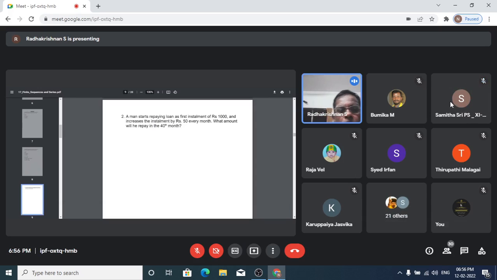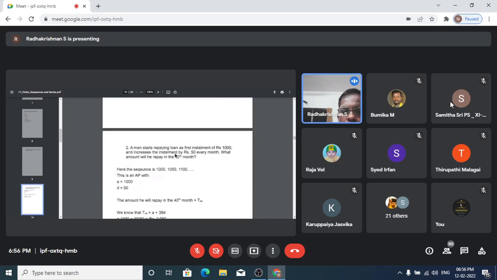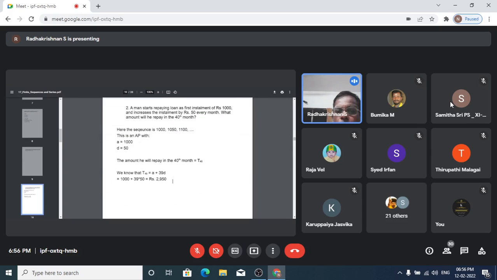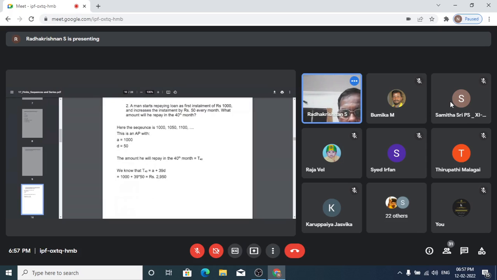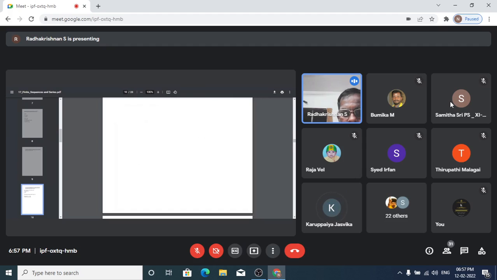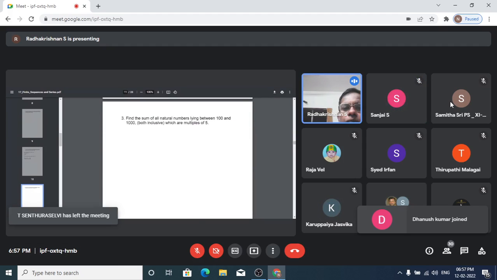Since it is an arithmetic progression, the nth term will be a plus n minus 1 into d. If the sequence is 1000, 1050, 1100, etc., A is 1000 and D is 50. So T40 will be A plus 39D. It is 1000 plus 39 into 50, and it comes to 2950. Okay. Everybody understood this? Yes, sir. Super. Very good.